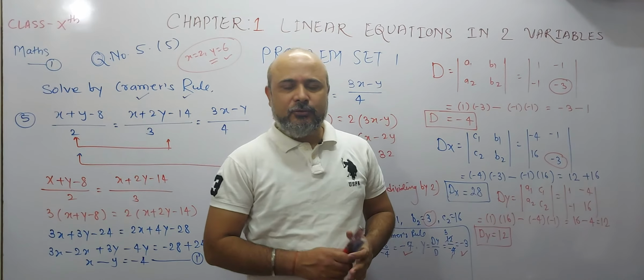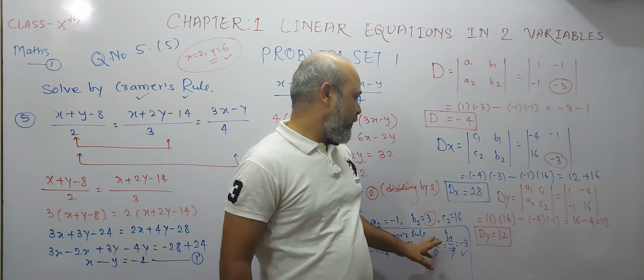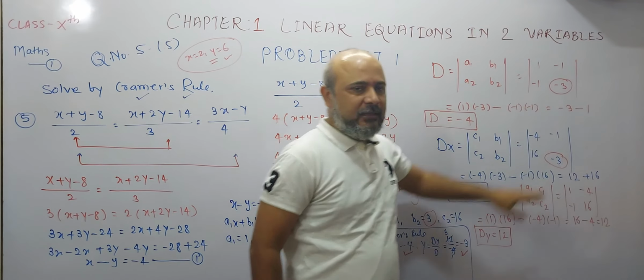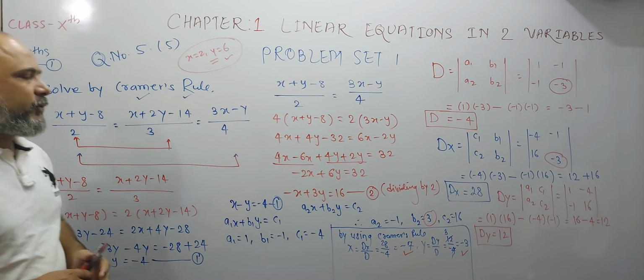Okay students, so you solve this question again and put the value of b2 as plus 3, you will get the answer, that is x is equal to 2 and y is equal to 6.